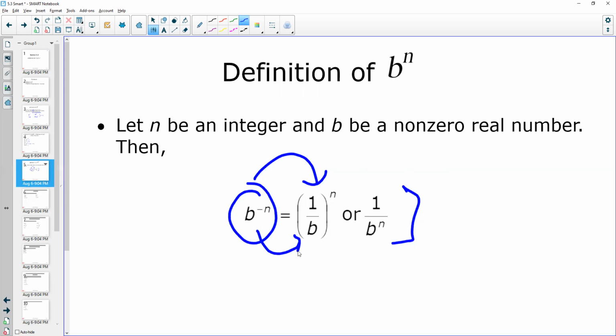Once you do the flip, the negative goes away. You did that action. Okay, it's like putting a sticker on something or taking a sticker off. Once you take it off, it's gone. You use the negative. The negative in an exponent does not say negative, it says flip.